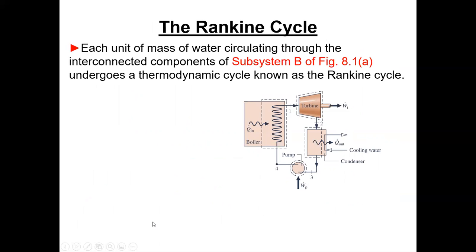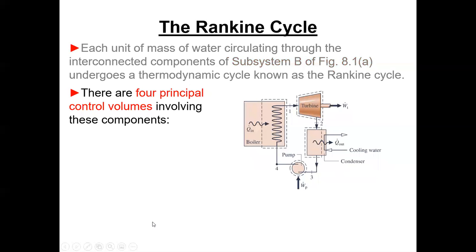Okay, Rankine cycle. Each unit of mass of water circulating through the interconnected components of the subsystem undergoes a thermodynamic cycle known as a Rankine cycle. There are four principal control volumes involving these components, and you see, we've got a boiler, turbine, condenser, pump, and boiler. Pretty simple. And you see the order 1, 2, 3, 4.